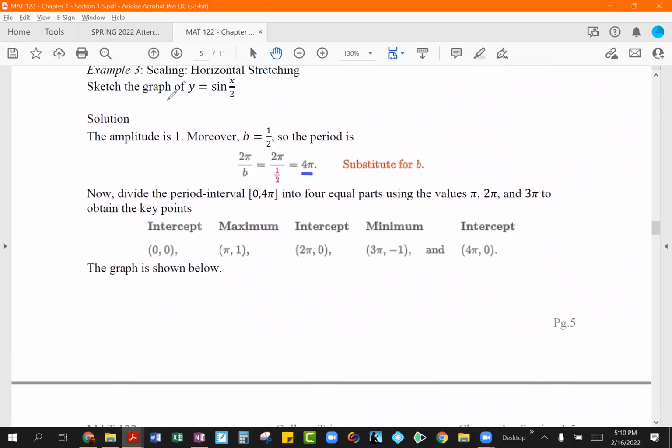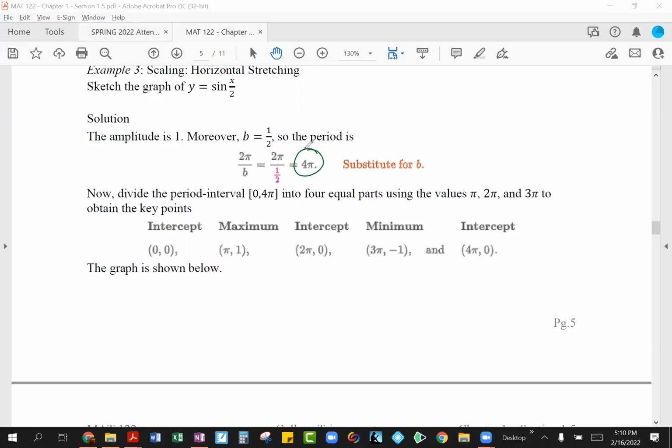So now that we have calculated the period, and we know the period is going to come out to be 4 pi, to find your key points you will now go for an interval of 0 to 4 pi. You would take 4 pi divided by 4, which gives you an increment of pi. So you will go from 0 to pi to 2 pi to 3 pi to 4 pi, because you have to end up where your period is going to be, at 4 pi.